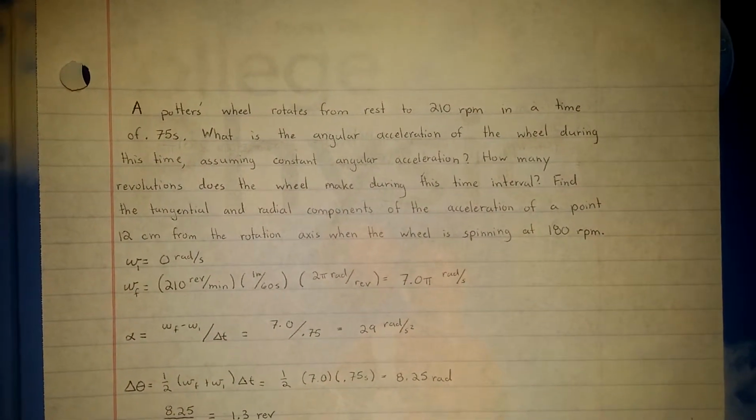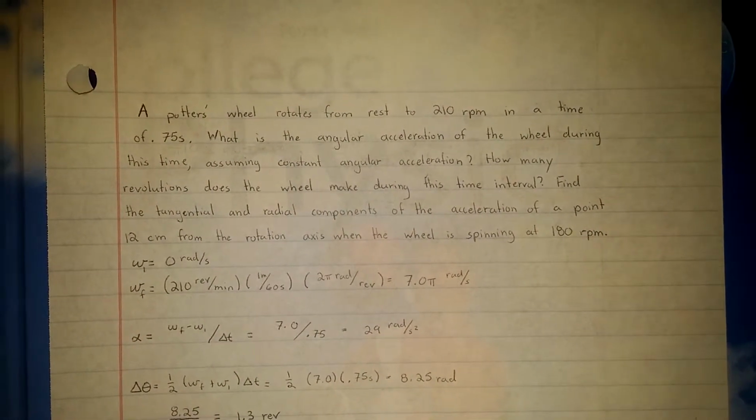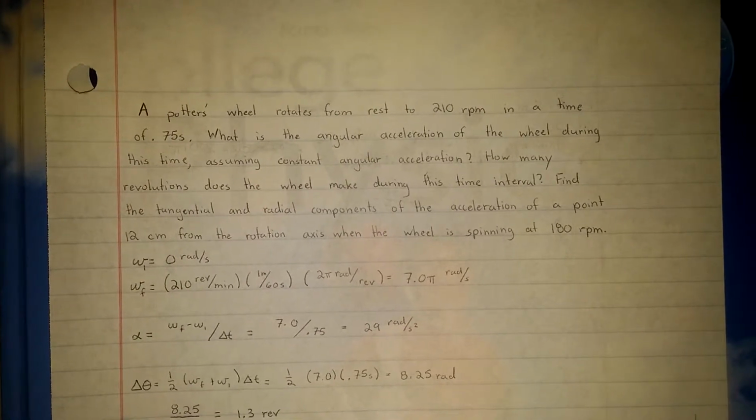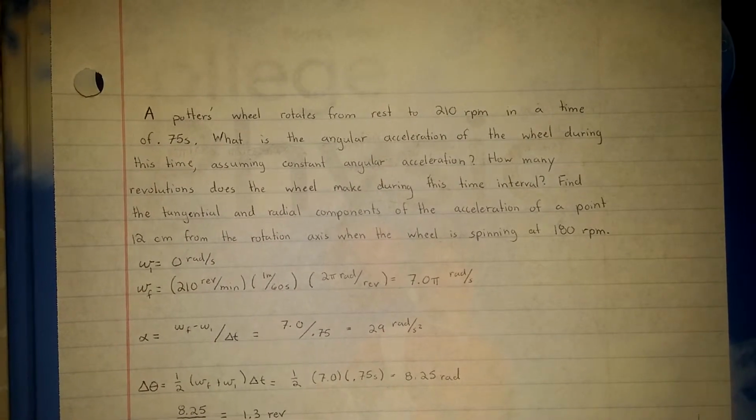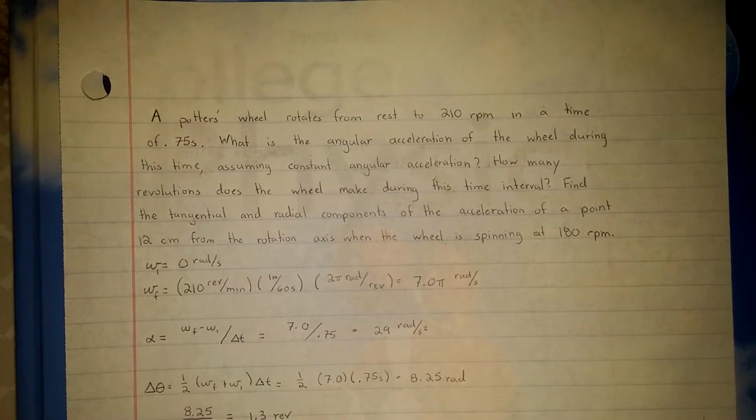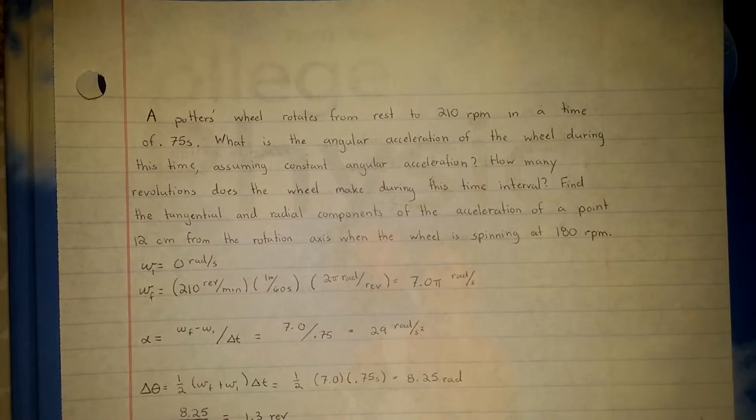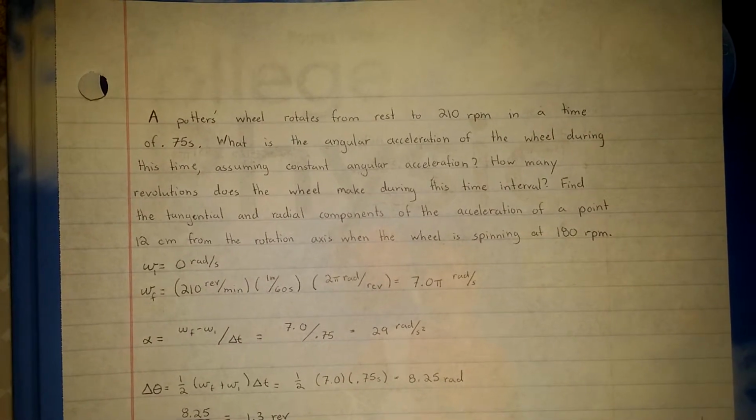A potter's wheel rotates from rest to 210 RPM in a time of 0.75 seconds. What is the angular acceleration of the wheel during this time, assuming constant angular acceleration? How many revolutions does the wheel make during the time interval?